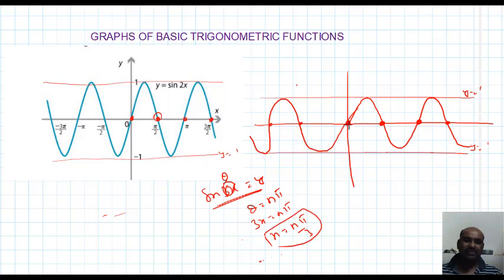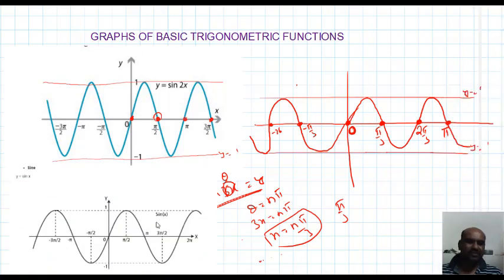Now you can locate these points. Put n equal to 0, this is 0. Put n equal to 1, pi by 3, that is 60 degrees. This point is pi by 3. Important. Put n equal to 2, 2 pi by 3. This is 2 pi by 3. Put n equal to 3, the 3 gets cancelled, this is pi. Understood? So what does this mean? I can say minus pi by 3, and minus 2 pi by 3. So this is the graph of y equal to sin 3x.